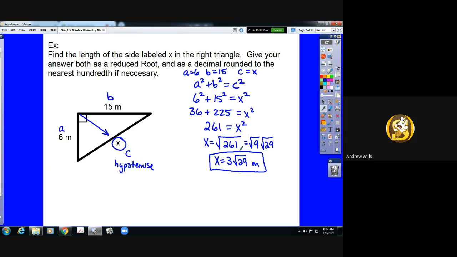So remember that when we're reducing a root, what we're really doing is we are breaking that root up into two roots. One of those two roots should be a perfect square, a number that has a square root, and the other should be whatever's left over when we divide the original number by our perfect square. Okay, and we'll see a couple more examples of this. So there's the reduced root, okay? So that's our reduced root answer is 3 root 29.